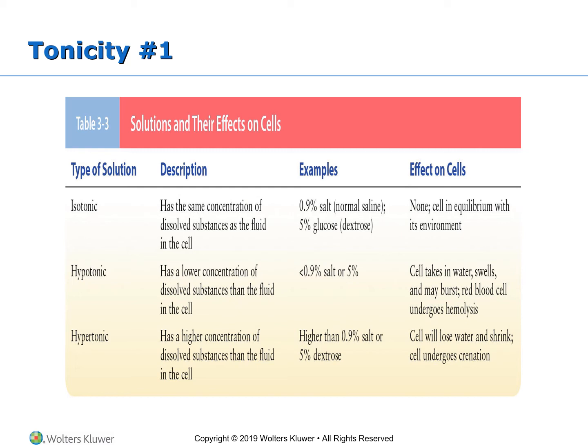So when a solution or an area is defined as isotonic, per definition, it will be an area that has the same concentration of dissolved substances as the fluid in the cell. For example, in our body, a normal saline, salty water with a concentration of 0.9% of salt in water or 5% glucose is considered isotonic, has the same tonicity as the inside of the body.